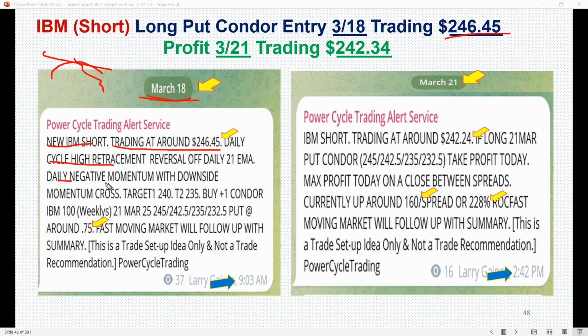And then it says daily negative momentum. My momentum indicators are down. I had a momentum cross. That's another indicator I use. So first target 240, next target 235.